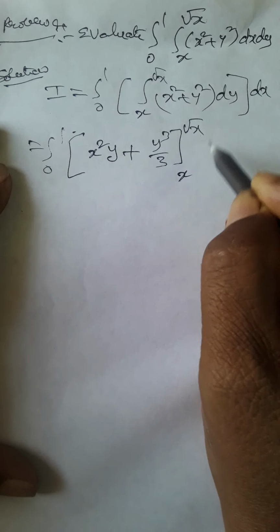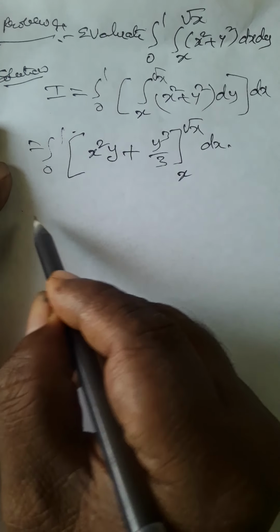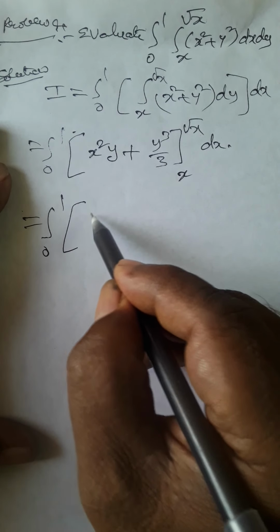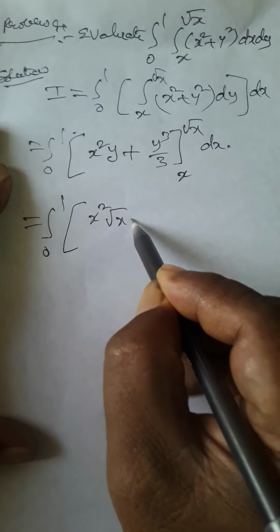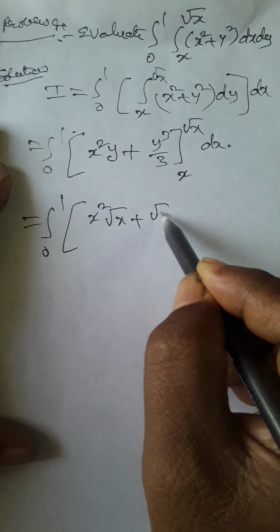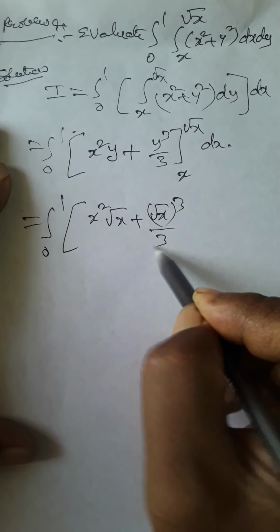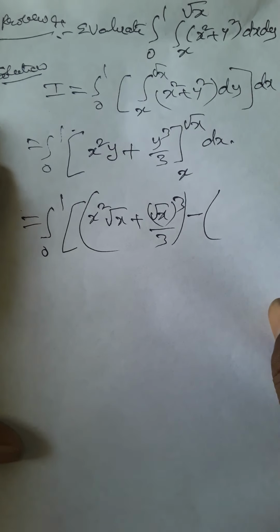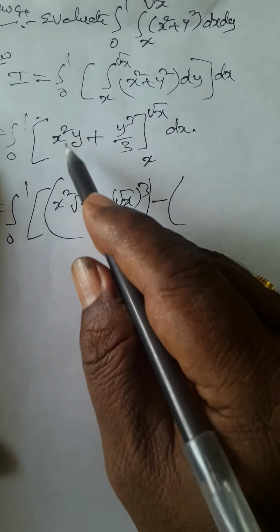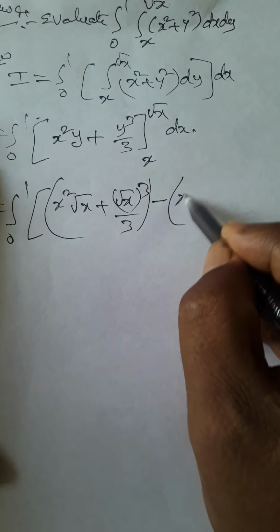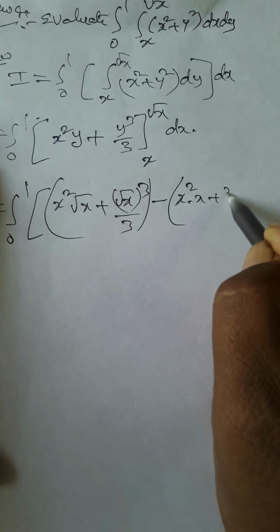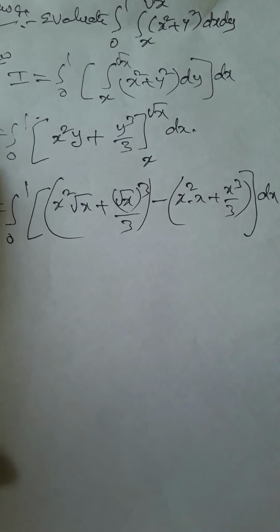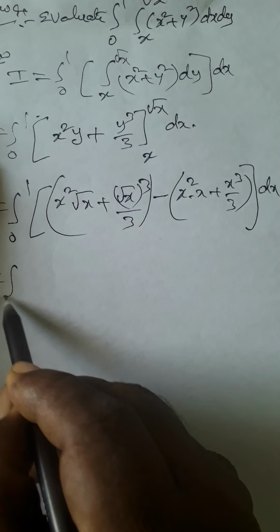x square root x dx, 0 to 1. Substitute the upper limit here, x square into root x, whole cube by 3. This is upper limit minus lower limit. Instead of y you write x square into x plus x cube by 3 dx, 0 to 1.